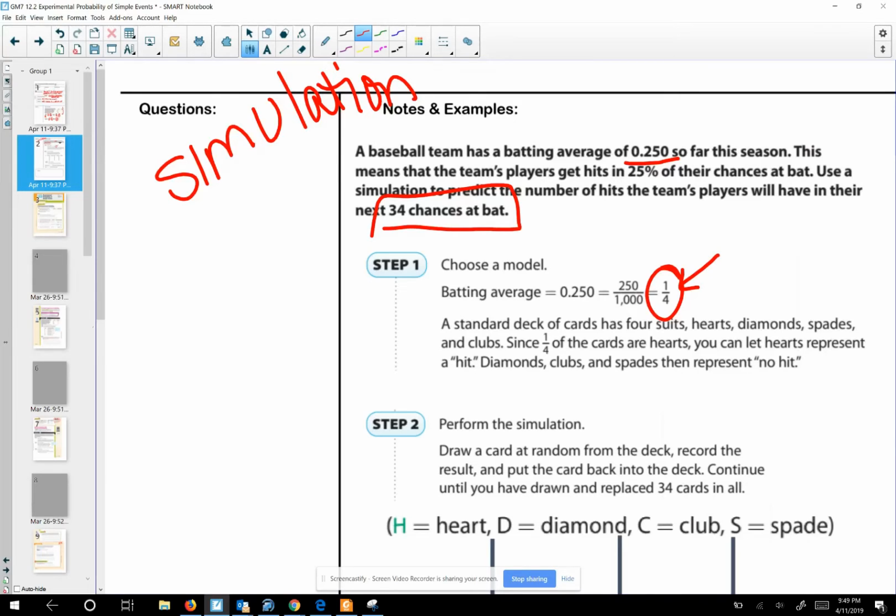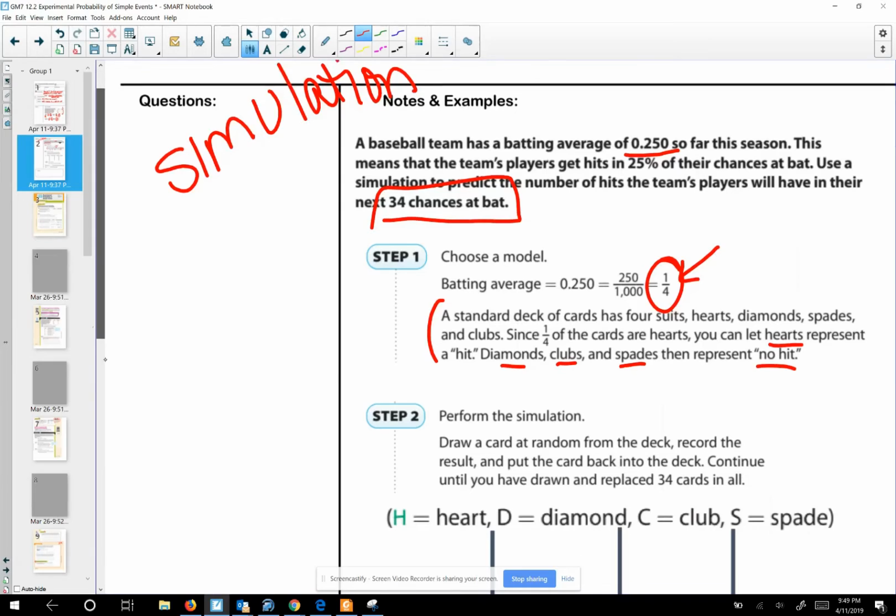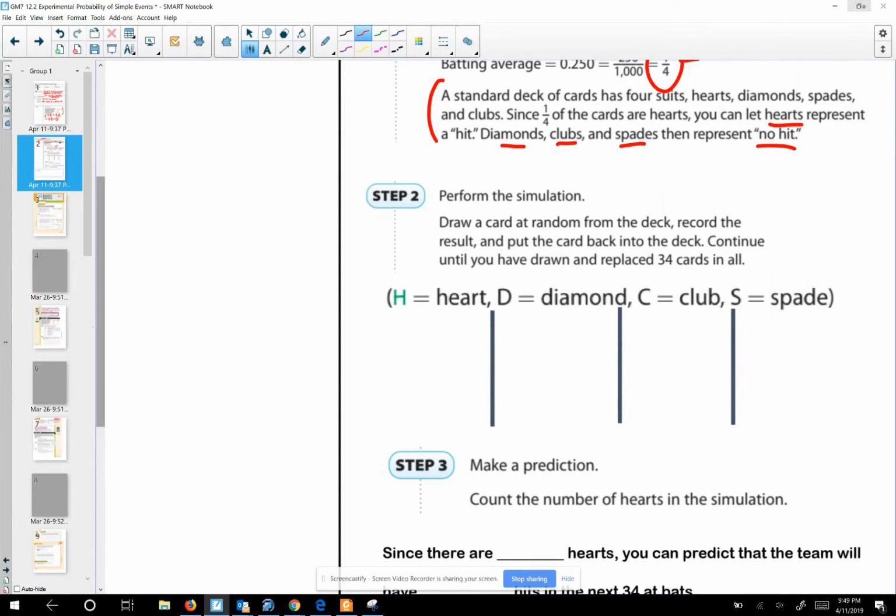So what they're suggesting is, let's pick a deck of cards because cards have 4 suits: hearts, diamonds, spades, clubs. And since 1/4 of the cards are hearts, we're going to let hearts represent getting the hits, and then the other 3 suits, diamonds, clubs, and spades, represent not getting a hit. Okay? So get your pencil ready, and we will run this simulation together here.